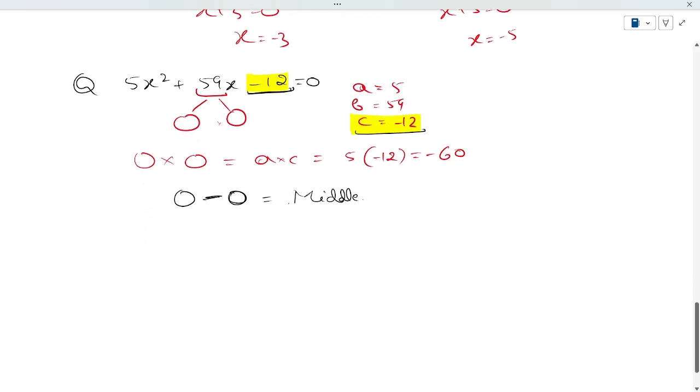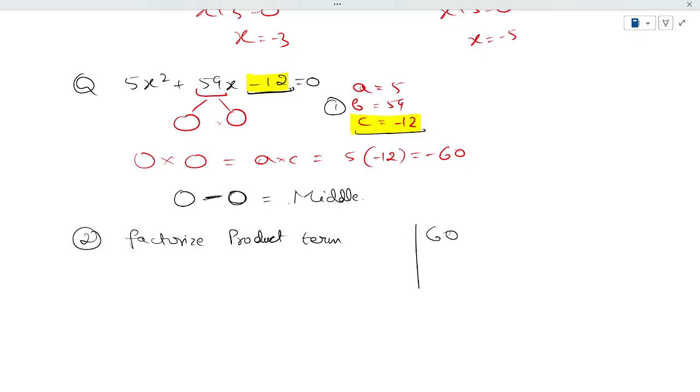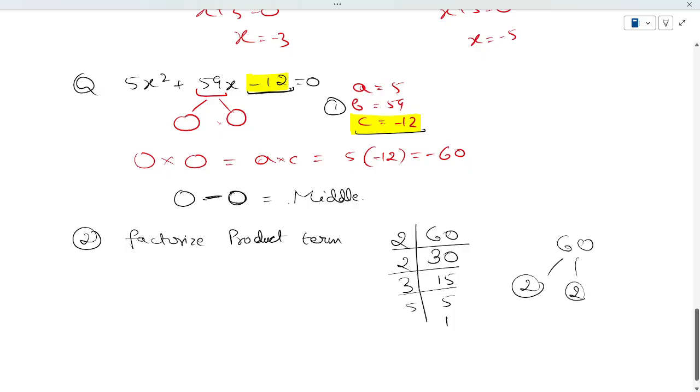So let's solve this. Here we have to follow the same steps, right? First we have to find the coefficients. Second, factorize the product term, that is 60. If we factorize 60, we get 2 into 30 is 60, 2 into 15 is 30, 3 into 5 is 15, 5 into 1 is 5. So 60 has 2, 2, 5, 3 and 1. These are the factors of 60, right?